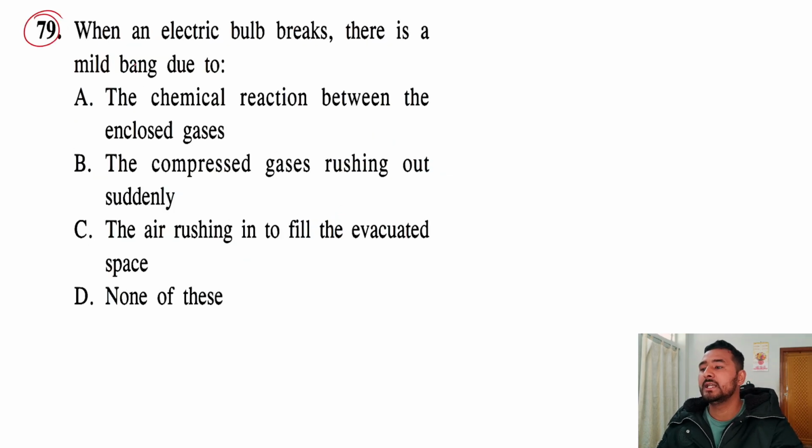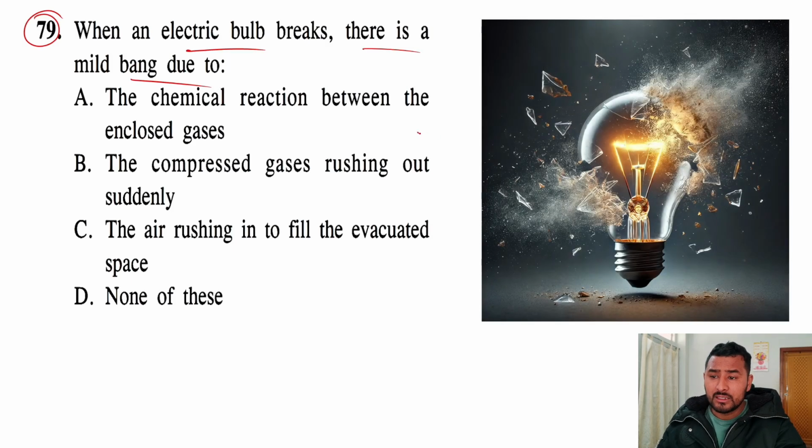So let's go for the next question. That is question number 79. When an electric bulb breaks, there's a mild bang due to. So you all have seen this, this is an electric bulb. When a light bulb breaks, this gives a bang sound, a mild bang. Bang means sound only. So what happens in this case? The chemical reaction between enclosed gases, no, there will be no chemical reaction. Next, the compressed gases rushing out suddenly, no, this will also not be the correct answer.